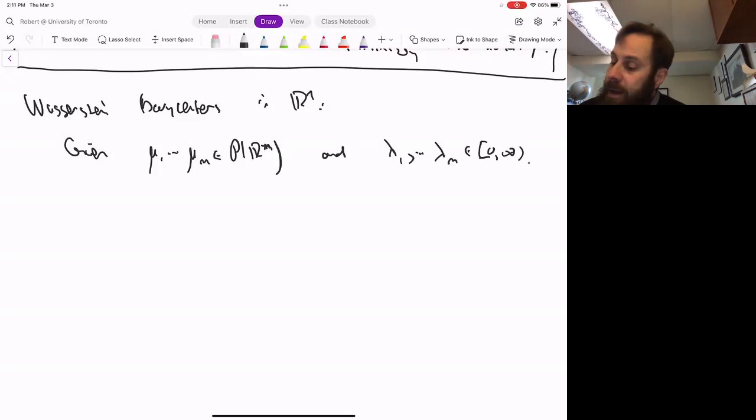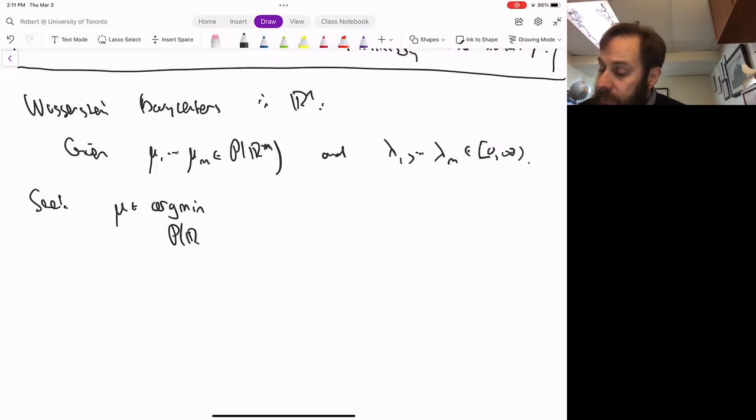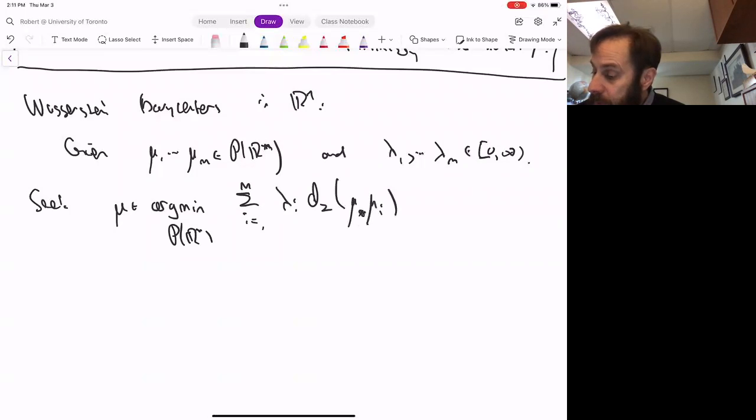I want to seek mu to be the minimizer over all probability measures of the sum, i counting from 1 to m, lambda i d2 distance in R^n of mu to mu i. That was the Wasserstein-Barycenter problem. And since I can always divide by the sum of the lambda i's, I might as well normalize the sum of the lambda i's to be 1 without loss of generality.